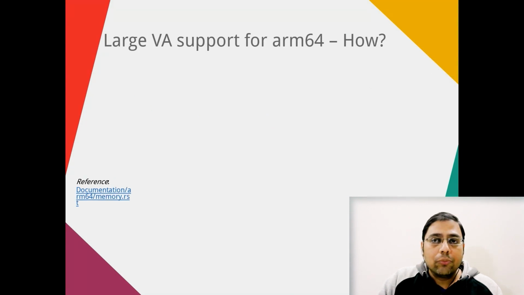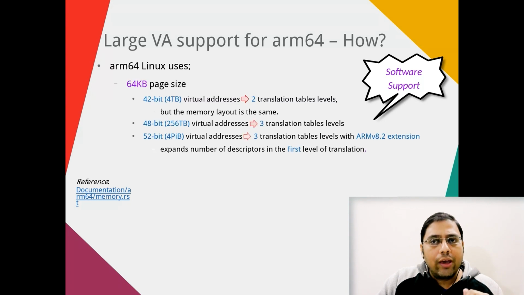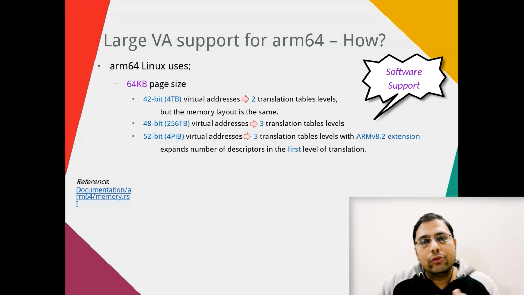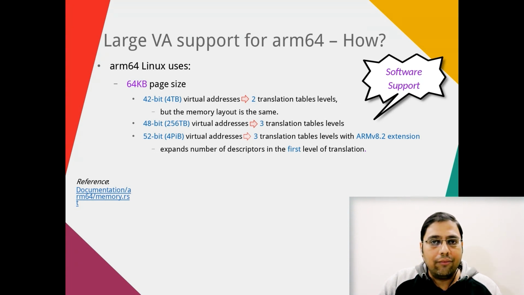Right. So furthermore, continuing on the Linux details, for the 64K page size, which is normally used for the server profile, let's look at the virtual addressing ranges that are supported. So first is the 42-bit addressing range, which allows 2 translation table levels. The second is the 52-bit addressing range, which allows up to 3 translation table levels.